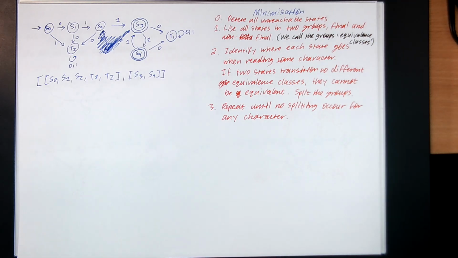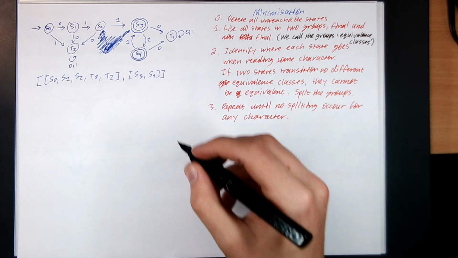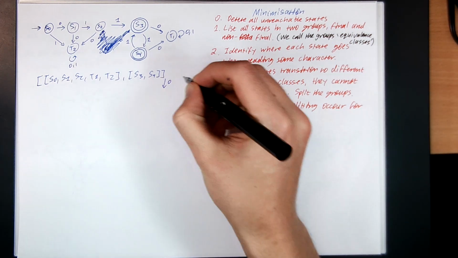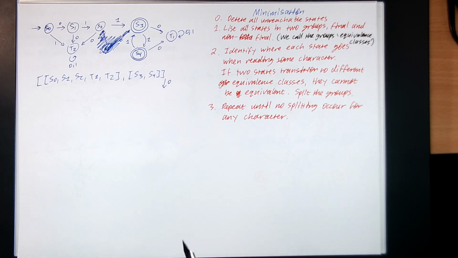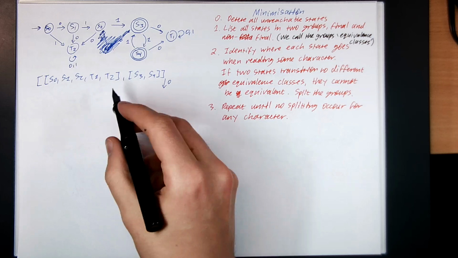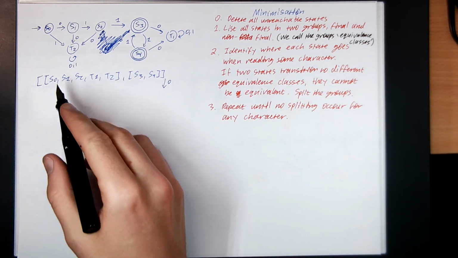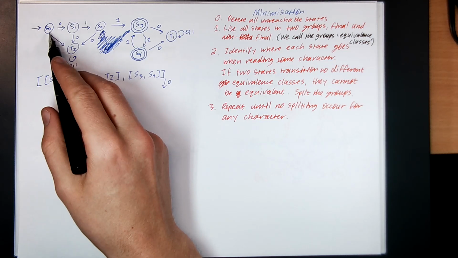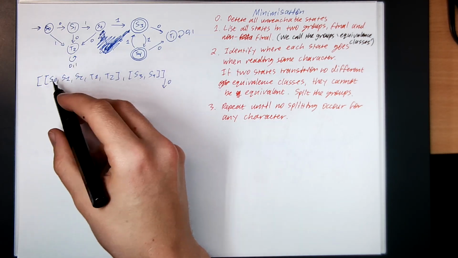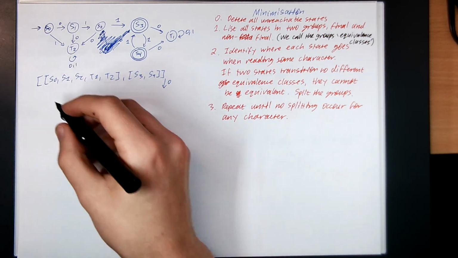So what we do is we pick a character to transition on, to split on. I'm going to pick 0. And we identify states with the equivalence class that they go to. So if two states transition to different equivalence classes, they can't be equivalent, and that means we have to split the groups. So it's a bit hard to describe with the algorithm formally, but if you go through an example, it'll make sense. So let's see where S0 goes to. So there's two groups here. There's the final group and the non-final group.